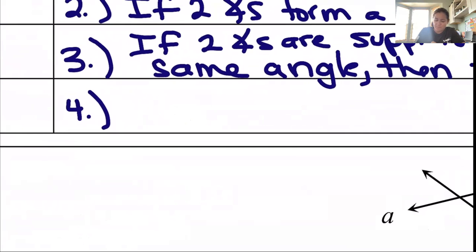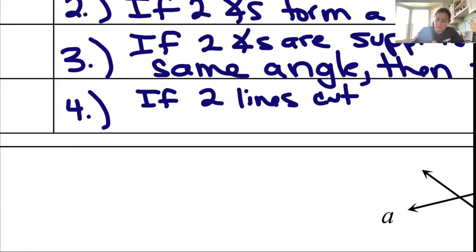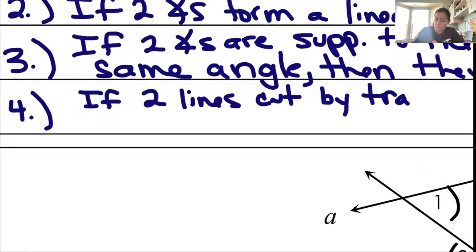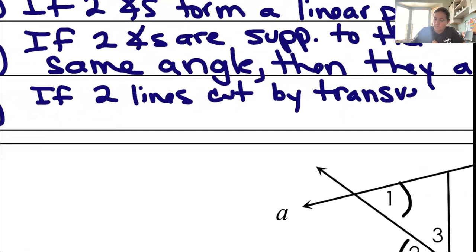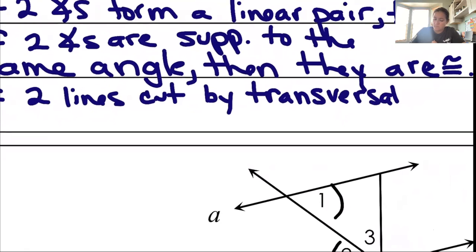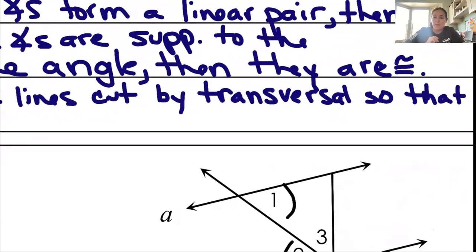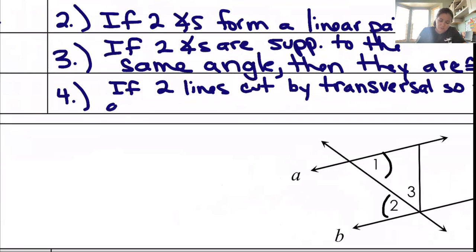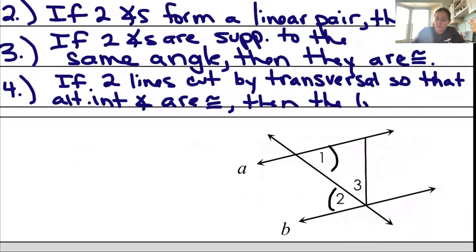That's pretty wordy. If two lines, forgot the number 2, two lines cut by transversal, so that, sometimes mathematicians abbreviate such that as ST. So you want to think about that, such that alternate interior angles are congruent and the lines are parallel.